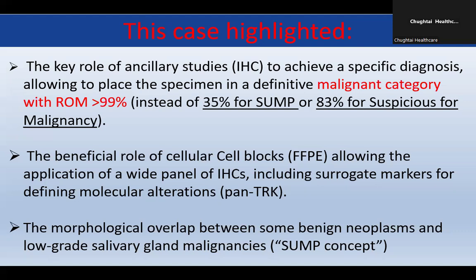So what's the take-home message from this case? By applying the specific IHC staining, the diagnostic category of the Milan system was changed. If we sign out this case as SUMP, then the risk of malignancy would have been 35%. If we sign it out as suspicious for malignancy, then the risk was about 83%. And if we consider even Warthin in our differential, then the risk of malignancy would be less than 3%. But if we apply specific IHC and sign it out as malignant, category 6, then the risk of malignancy is greater than 99%. So we have to apply IHC and prepare a cell block for the cases which can potentially change the diagnostic category.